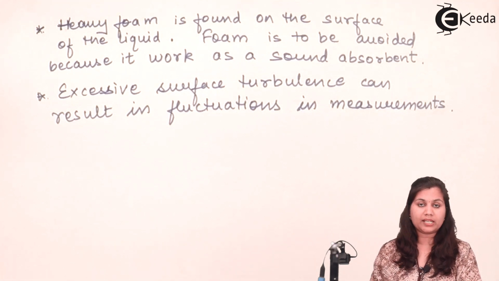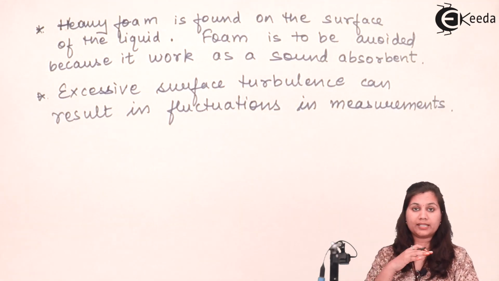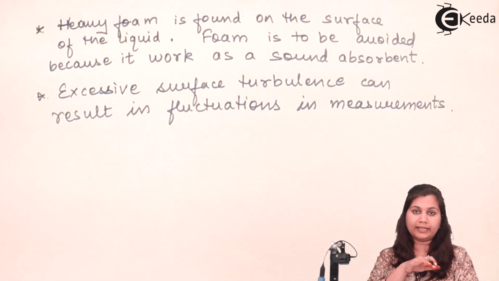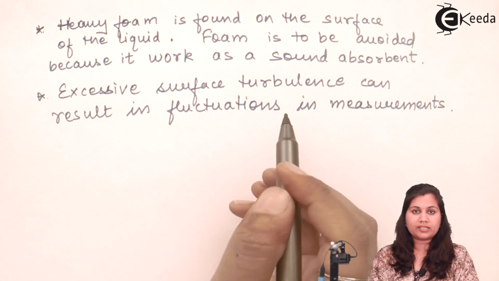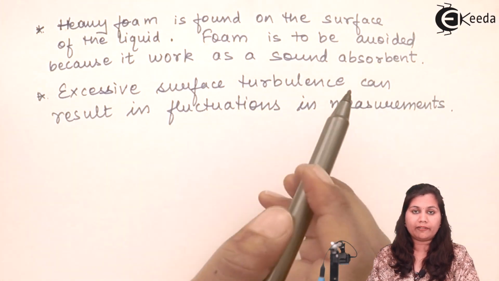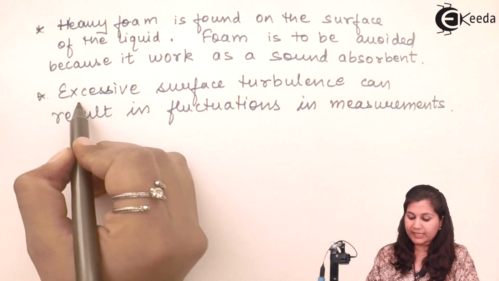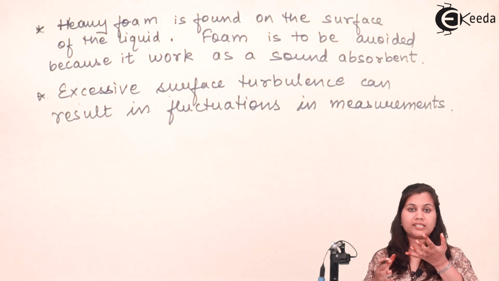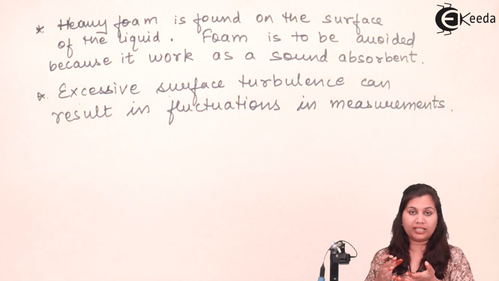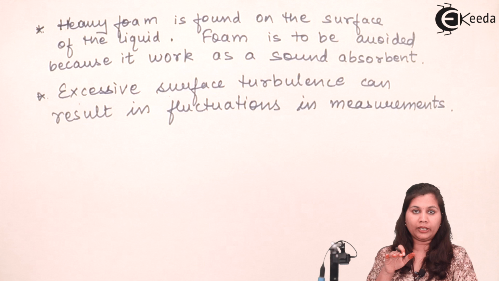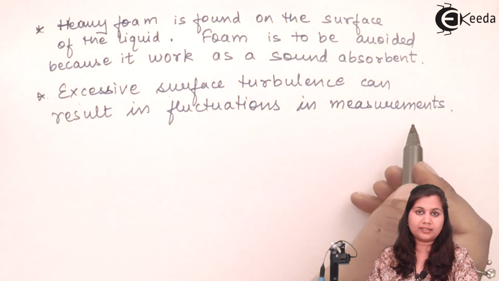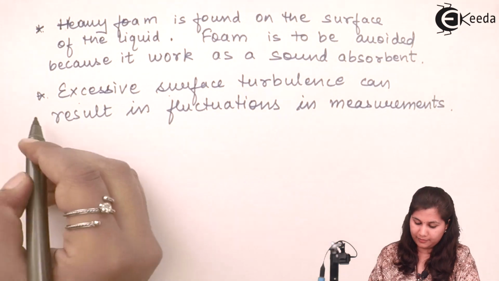If the surface of the liquid is wavy, or it has a lot of variations and is not level, then also it results in fluctuations in the level measurements. Excessive surface turbulence means that the container is not kept on a flat surface, it is continuously moving or shaking, so the level of the liquid is also changing, and due to that fluctuations in the measurements can result.